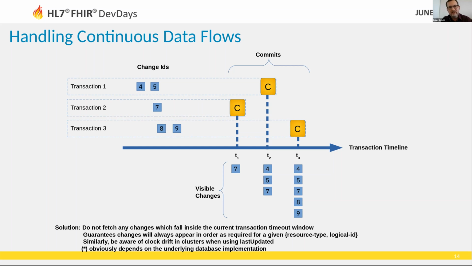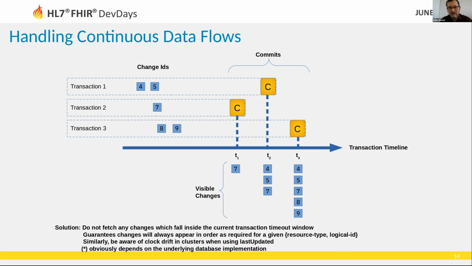And here's a little example that I just want to go through to explain some of the complexity around this. So here we've got 3 transactions. Think of this as maybe resources coming into the FHIR server. And so we have these notional change IDs 4, 5, 7, 8, and 9. Well, change IDs 4 and 5 may be allocated first, right? But let's say that there's some additional processing that goes on and the transaction doesn't actually get committed straight away. But transaction 2 comes in, it gets allocated ID number 7, but it gets committed earlier, right?